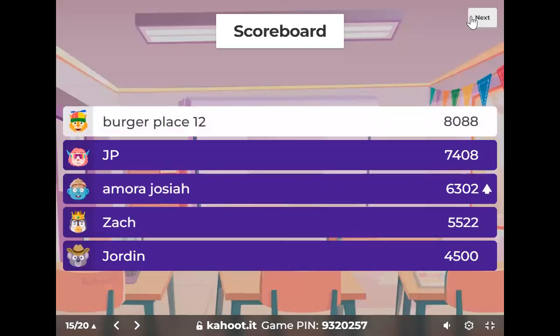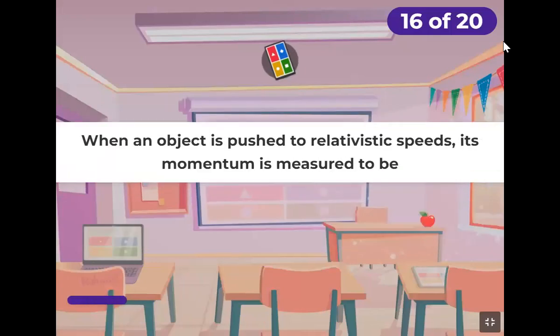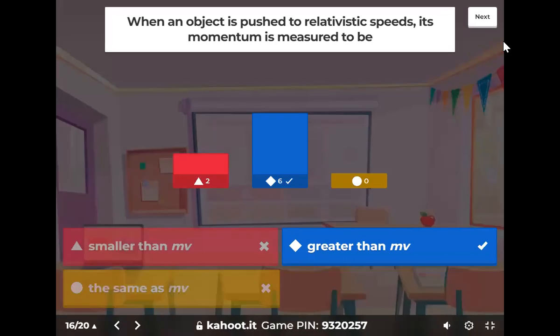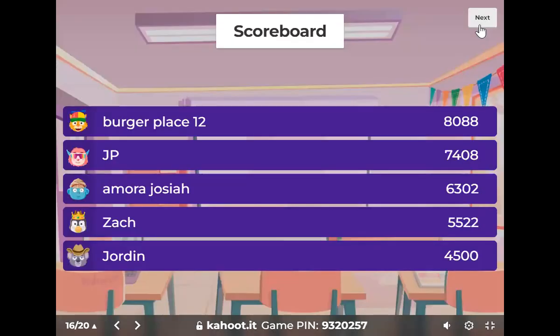When an object is pushed to relativistic speeds, its momentum, that's the graph I was just showing you, is measured to be more than mv. Right, so it's the graph on that poster over there on the wall. The Newtonian prediction is just plain mv. Einstein says, well, divide by the Lorentz factor, it's going to blow up, more than mv.